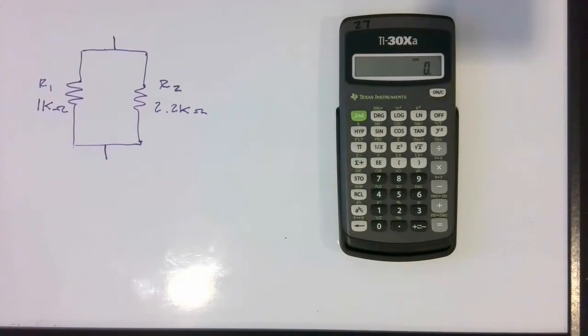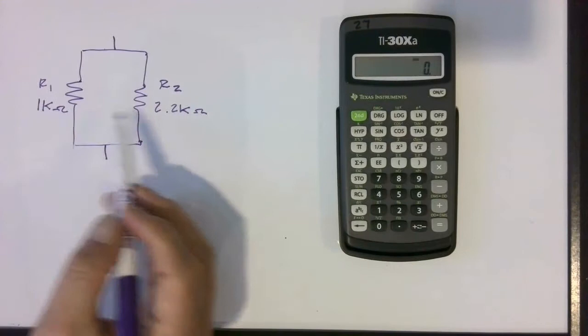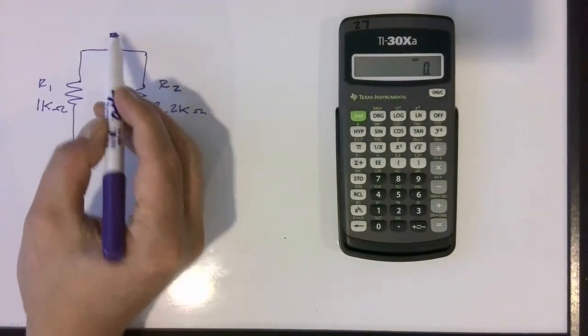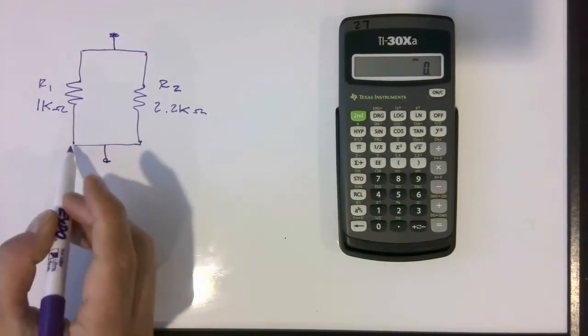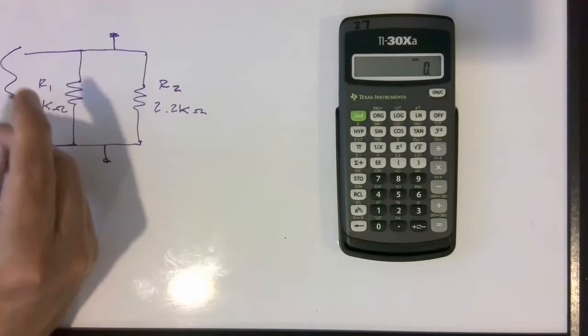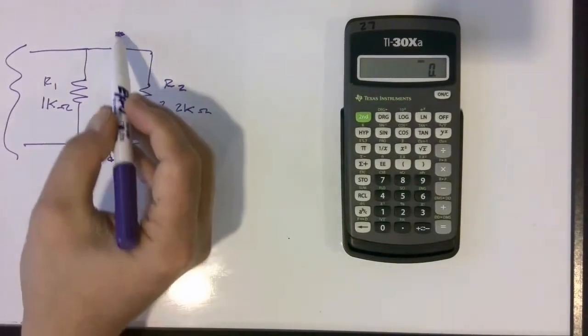Okay, so I've drawn a parallel circuit here with R1 and R2, a 1K resistor and a 2.2K resistor. And what we're trying to find is the total resistance between these two points. Now, sometimes in circuits it's shown over here, where we could be looking at R sub T on the end, or at the end nodes here.